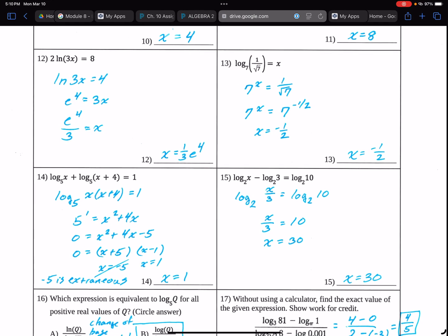Okay, so this one would be x times x plus 4. So you get x squared plus 4x. Close it. Equals 1 plus x squared plus 4x.